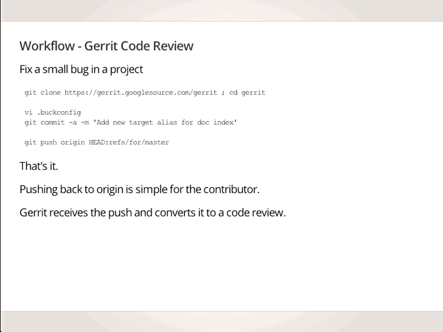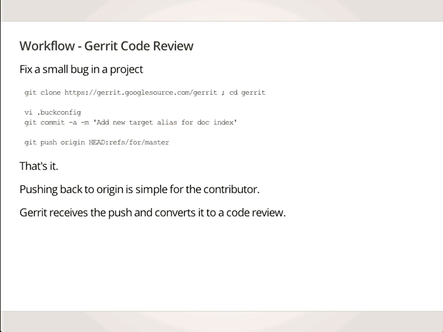So a Gerrit project, you clone it. And in this example, I use Gerrit itself. Gerrit is self-hosted on Gerrit, haha. So we clone Gerrit. And let's say I'm going to modify our bucket config file to add an alias. And I can make a commit message, add a new target alias for the documentation indexes. And I push it back to origin. I already have the URL. It came in as part of the clone. I'm pushing it back to the project.